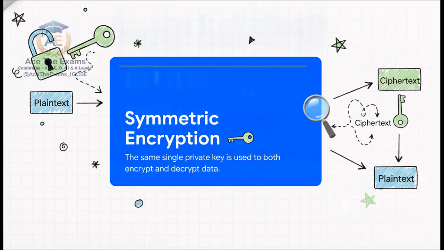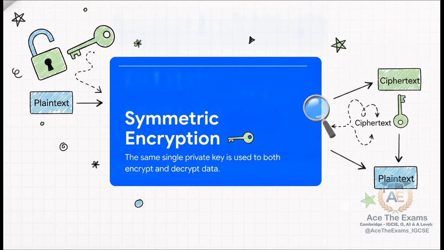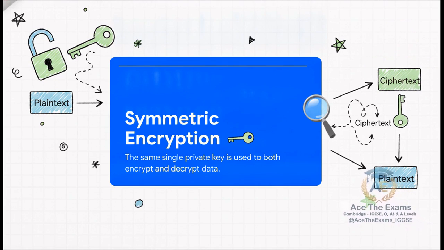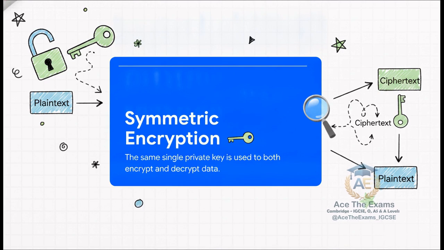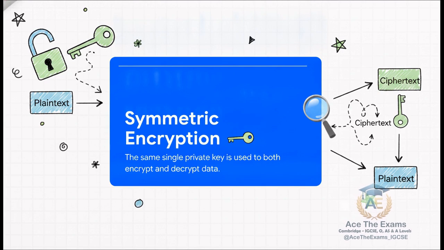It is a method where the exact same single private key is used to both encrypt and decrypt data. That is it. That is the core fundamental principle you need to lock into your brain. You have your plain text, right? You apply the private key through an algorithm, which creates your scrambled ciphertext. Then, the person on the receiving end uses that exact same private key to turn the ciphertext back into readable plain text. Establishing this baseline fact is absolutely 100% required before any of your complex analyses even begins.